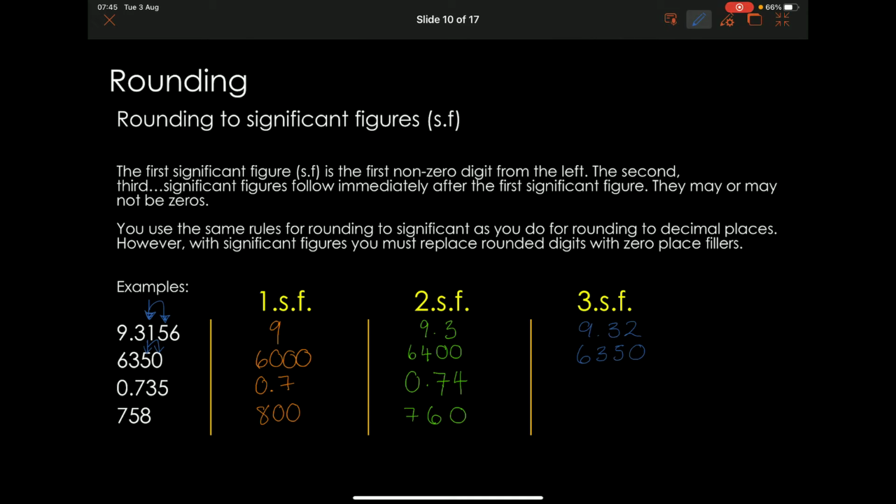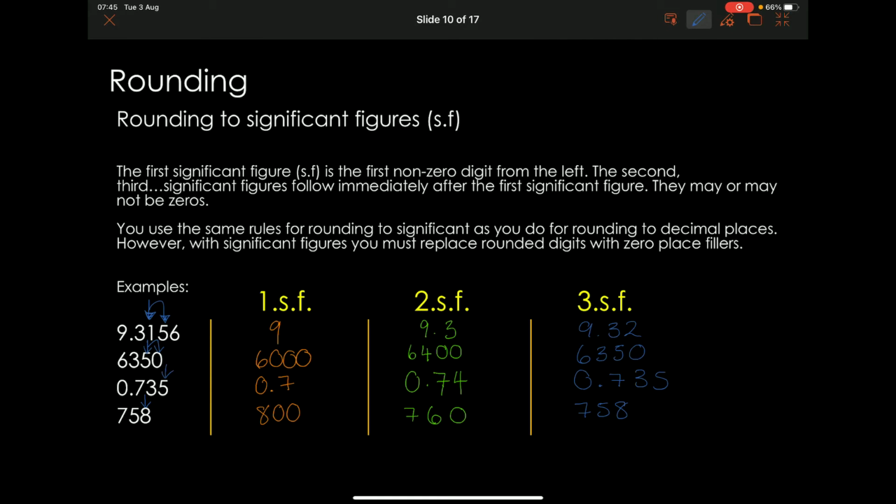Now this next one, our third significant figure is 5, and there's nothing after the 5, so that would just stay as it is. 735. And for the last one as well, the 8 is our third significant figure, and we can't change that either, so that would just remain 758.